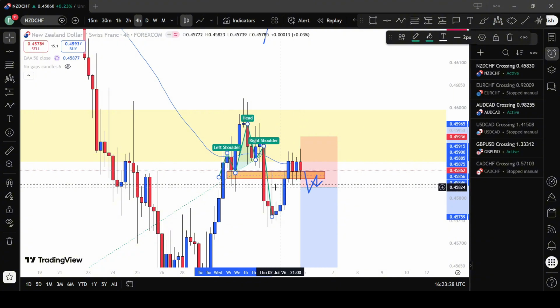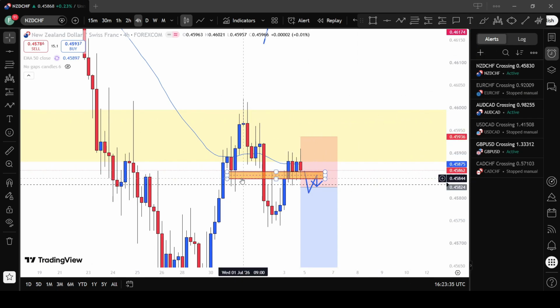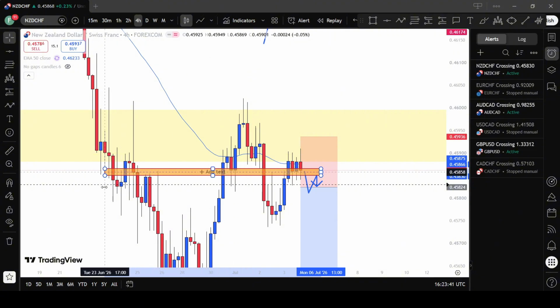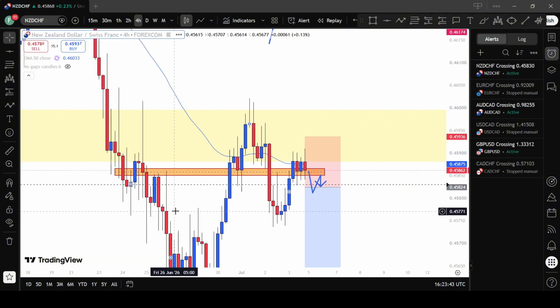Now, why do I have my EF interest right here instead of just taking the trade from the original EF interest? This secondary EF interest is because I want a break from this area in order for me to take this trade, right?